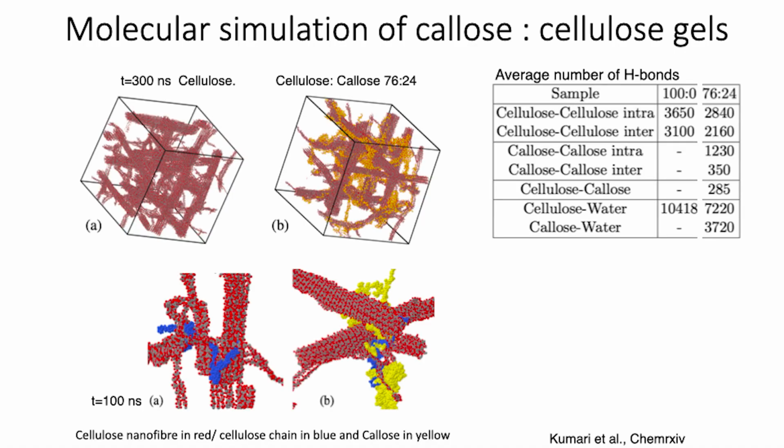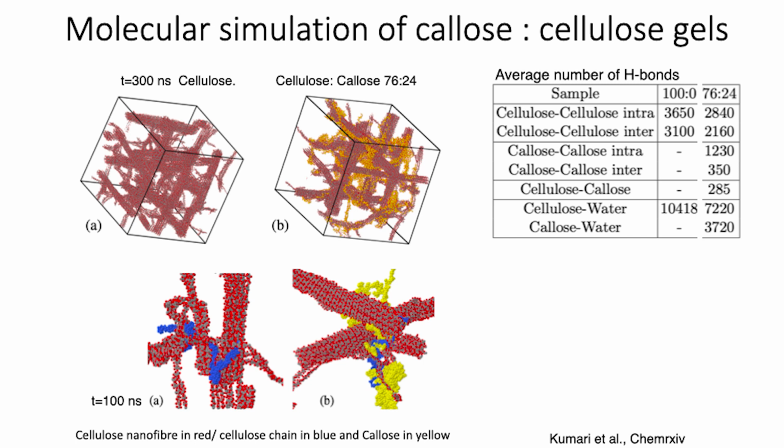So recently we looked at the reasons why this happened, why callose is able to modify the properties of cellulose in that way. We used molecular simulation, basically supercomputers, in collaboration with a computer scientist, Pietro Ballone. We simulated mixtures of cellulose and callose in hydrogels at different concentrations. In this snapshot of the simulations, in red you see the cellulose microfibers, in blue some cellulose chains, and in yellow the callose.